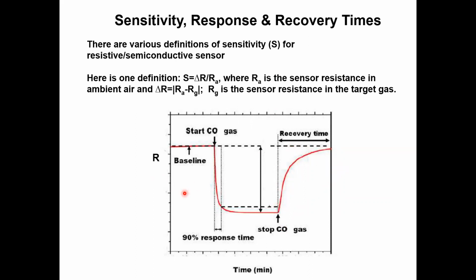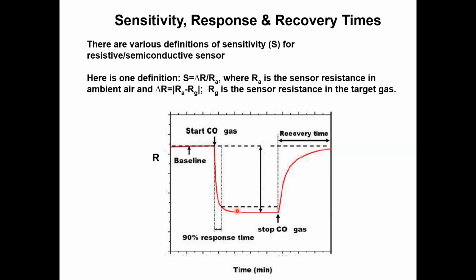So you create a calibration curve by taking this 90% response. Let's say this is 100 ppm of CO. You take the 90% response, and you're going to create a calibration curve where you show that 90% resistance value as a function of 100 ppm. And then you introduce 500 ppm and take the 90% response again and plot that on the response versus CO concentration.